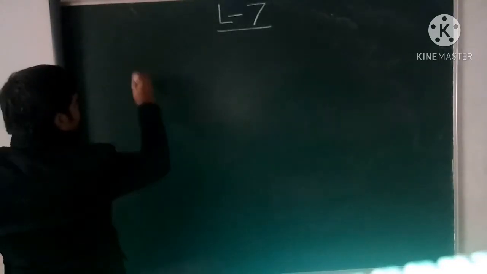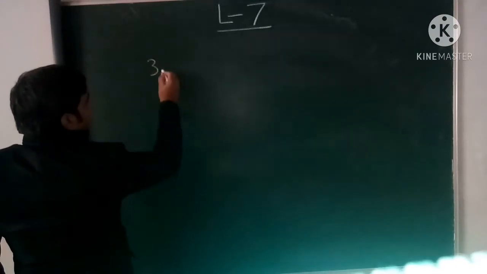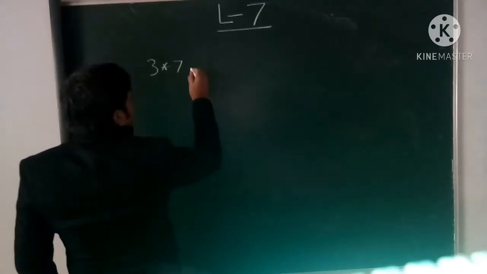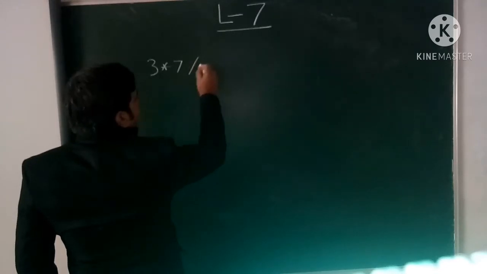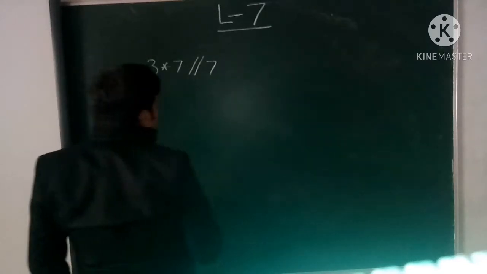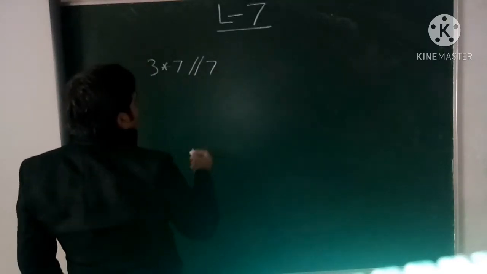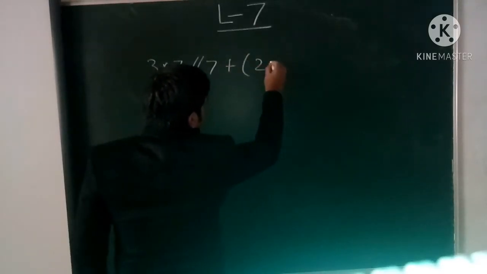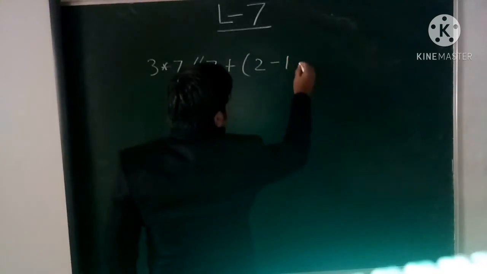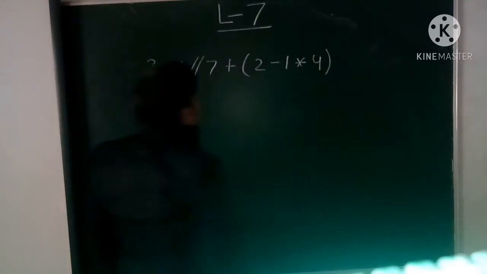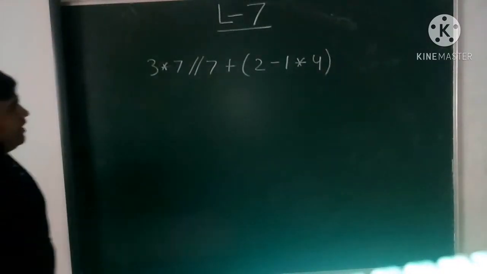Suppose 3 multiply 7, floor division 7 plus parenthesis 2 minus 1 multiply 4. So see, this is an arithmetic expression.